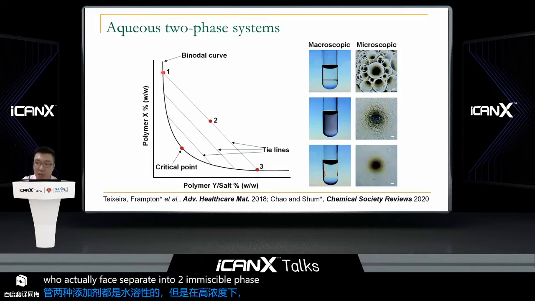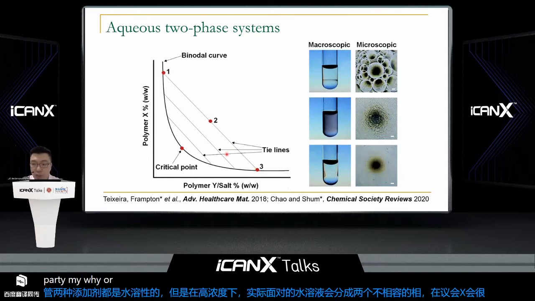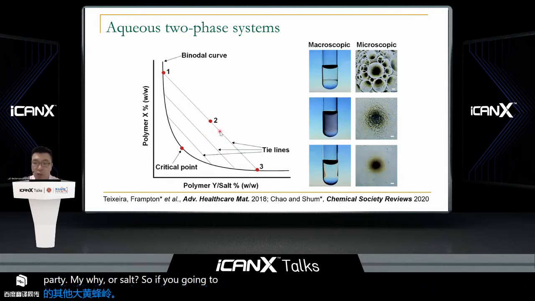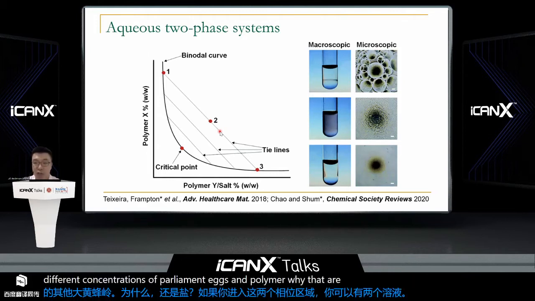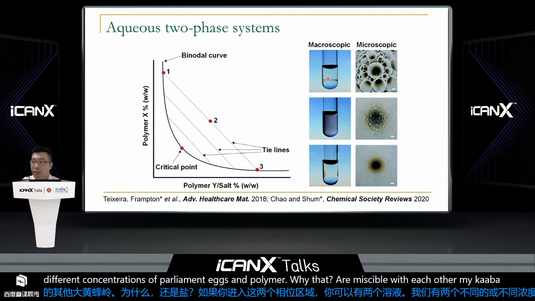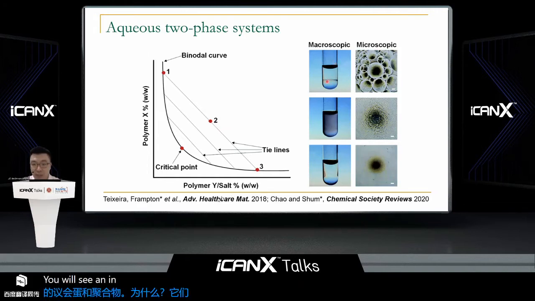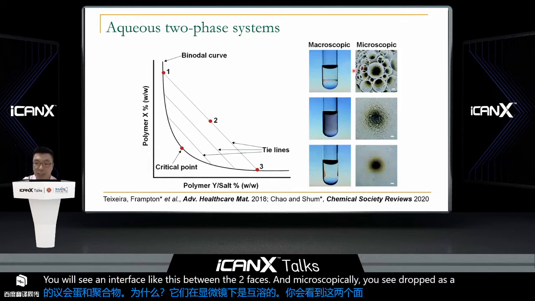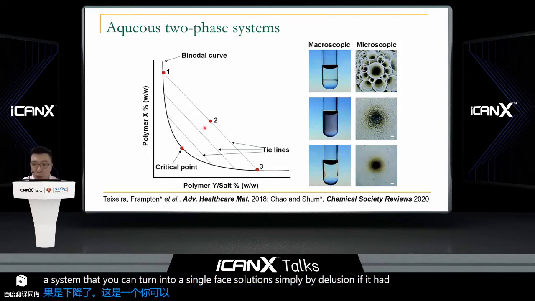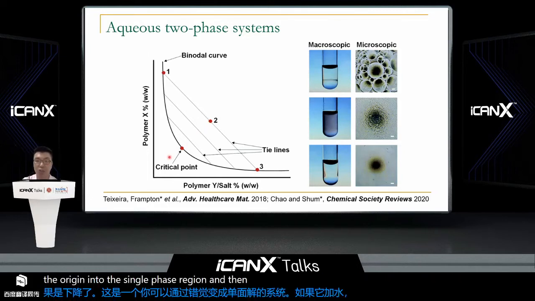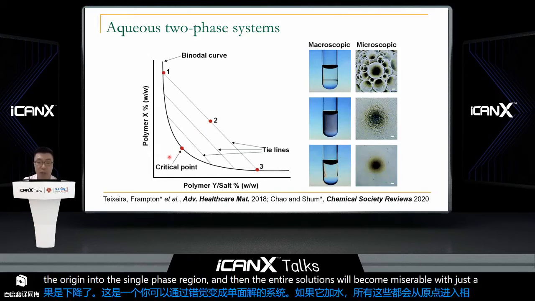One will be rich in polymer X, the other one will be rich in polymer Y or salt. So if you go into this two-phase region, you can have two solutions with different concentrations of polymer X and polymer Y that are immiscible with each other. Macroscopically, you will see an interface like this between the two phases, and microscopically you see droplets as a result. And this is a system that you can turn into a single-phase solution simply by dilution. If you add water to it, all these will go towards the origin into the single-phase region, and then the entire solution will become miscible with just a single phase resulting.